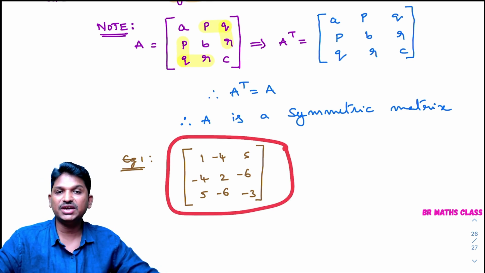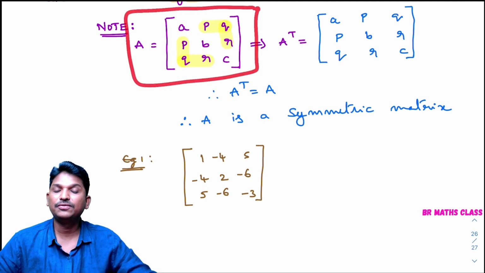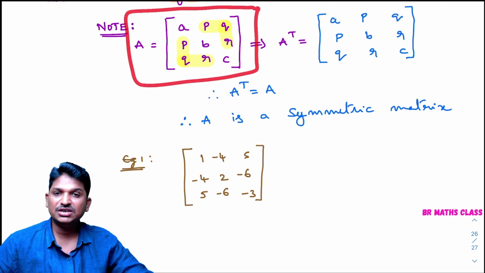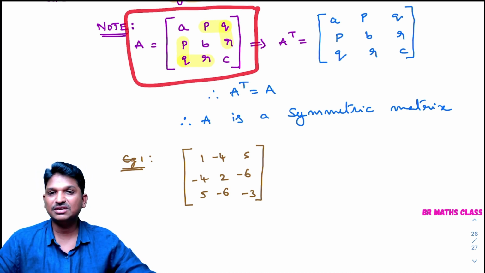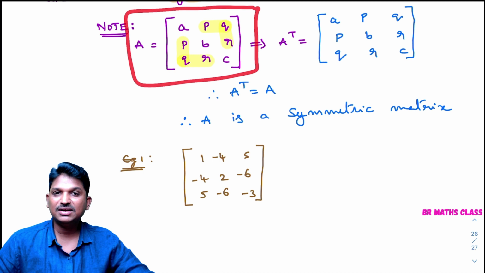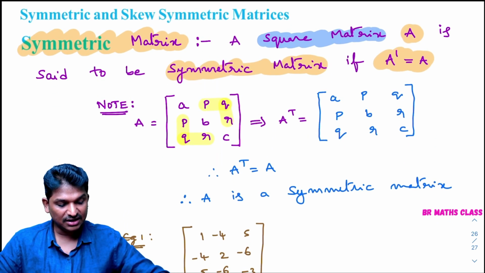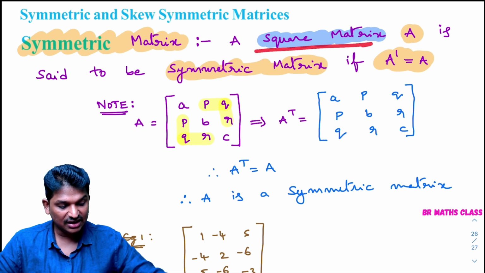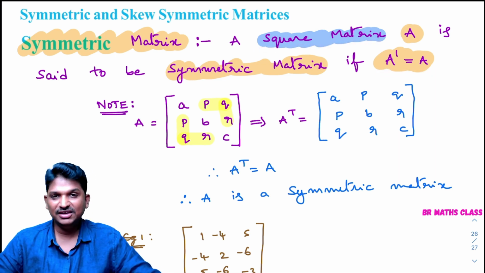If you want, you can check. I have given the general pattern here. This is the general pattern of symmetric matrix. Once you know the general pattern of symmetric matrix, thousands of examples you can give. What is the definition of symmetric matrix? A square matrix A is said to be symmetric matrix if A transpose equal to A, right? Now you have learned the definition of symmetric matrix.